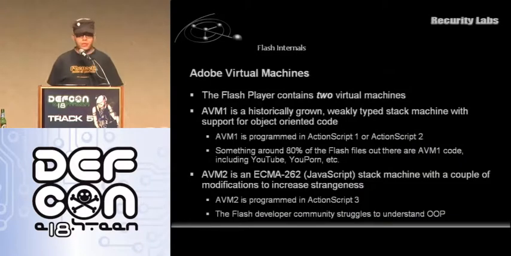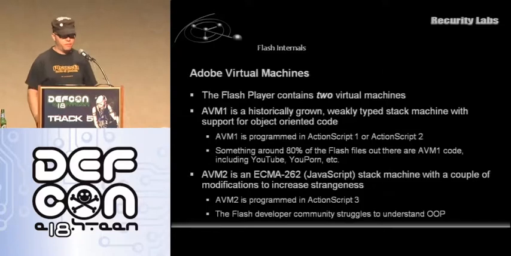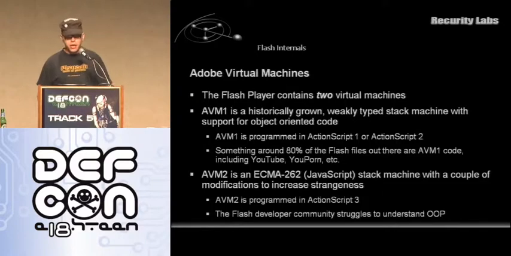Let me tell you a little bit about the Adobe virtual machines within Flash. This is fun, and also a history lesson on how to not do stuff. So the Flash player actually contains two virtual machines, completely independent. They're respectively called AVM1 and 2. AVM1 is a historically grown thingy that they came up with in Flash version 4. And something like 80% of the Flash on the internet is still AVM1. AVM2 is a virtual machine for the ECMA 262 JavaScript specification. But of course the VM is completely by Adobe's design, which is not necessarily good.